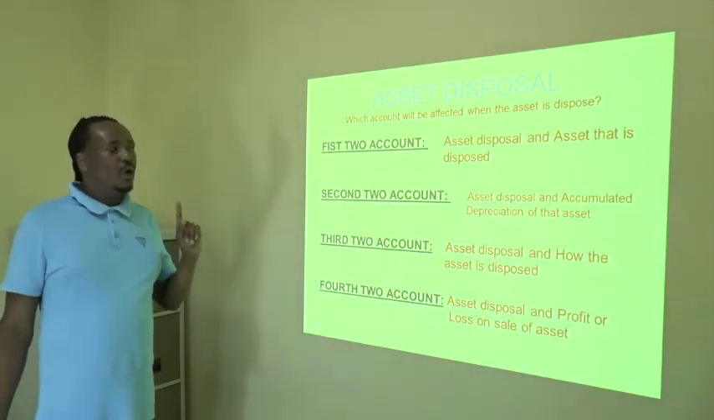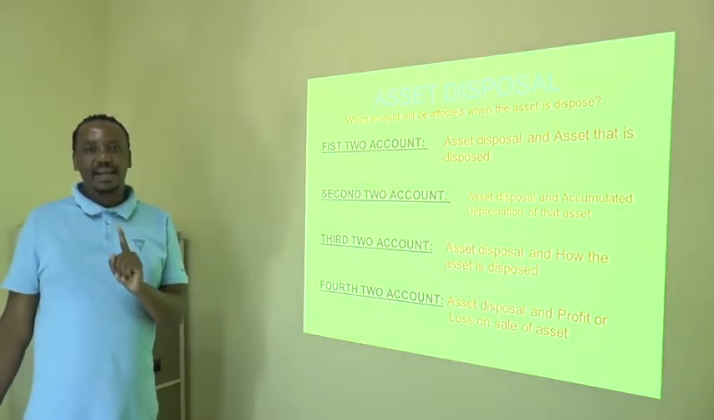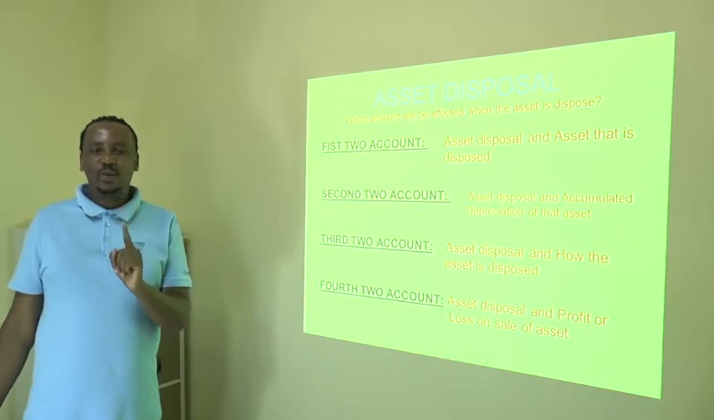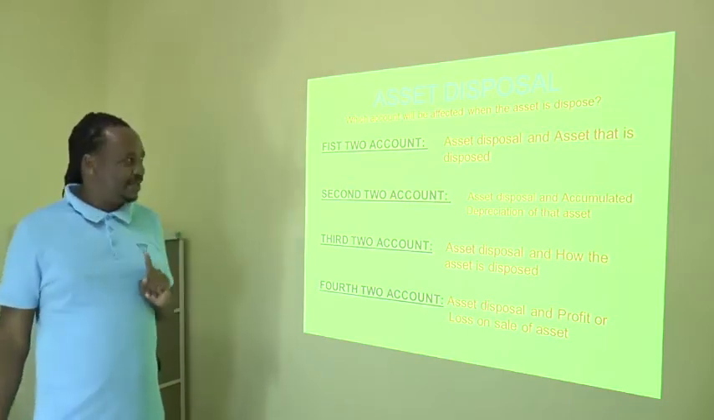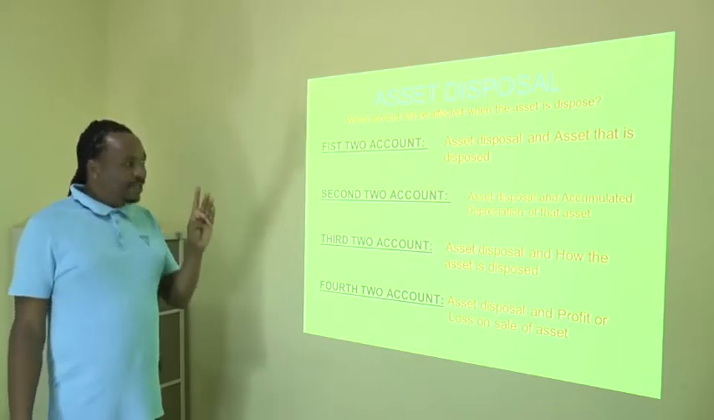Underline, people, or put that in mind. We always use the cost price because the assets are always valued at their original cost price when we are doing these two accounts, the double entry principle.